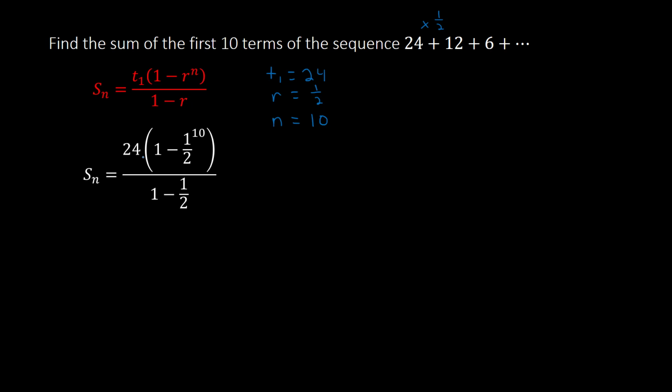So plug those numbers in. We have 24 times 1 minus 1/2 to the 10th power over 1 minus 1/2. And you can use your calculator for this. 1/2 to the 10th power subtracted from 1 would give you 0.9990234. Multiply by 24 and divide by 0.5, and we're going to get a solution of 48.